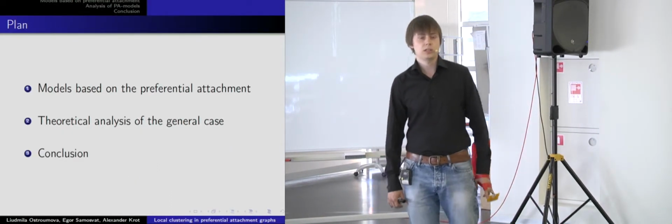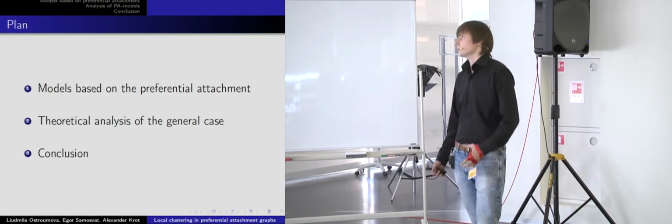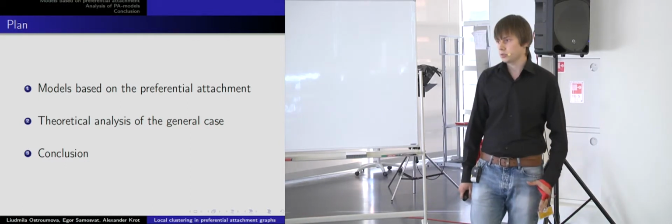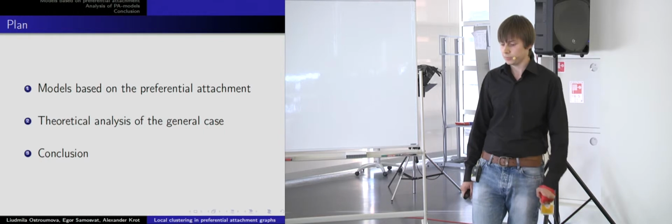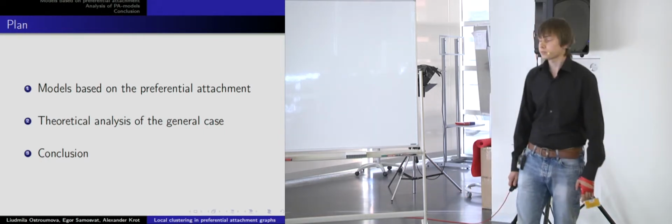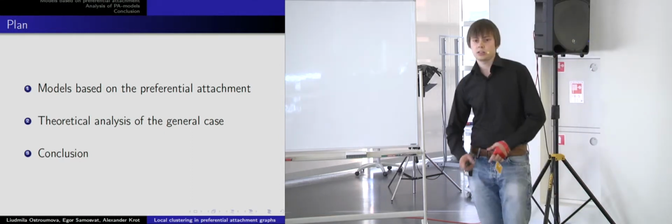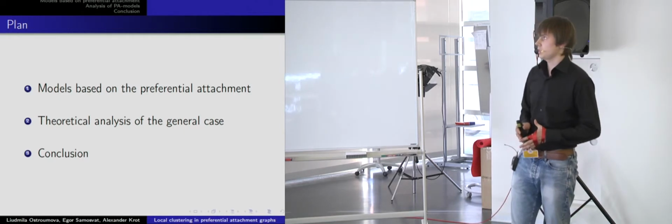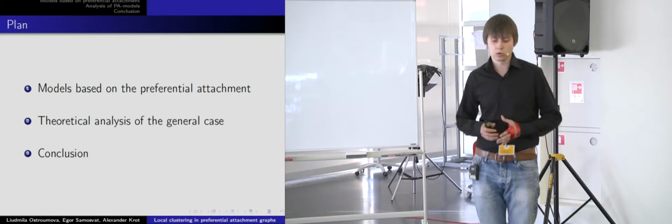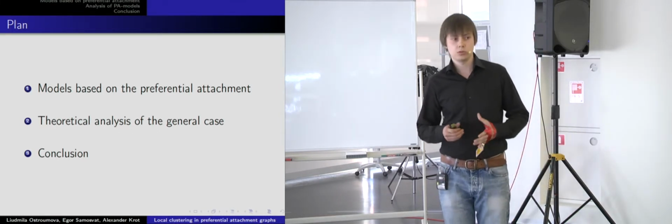First of all, I'd like to give you a general overview of models based on the preferential attachment idea and show you some examples of graphs which belong to the preferential attachment idea. Next, I will show you some theoretical analysis of a general case, especially of the local clustering coefficient. And finally, I will give you some conclusions.